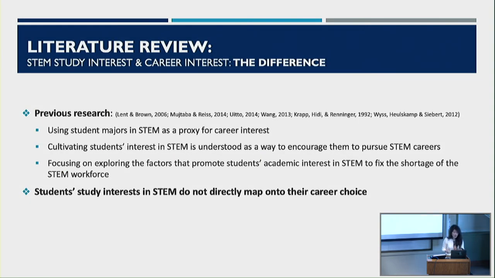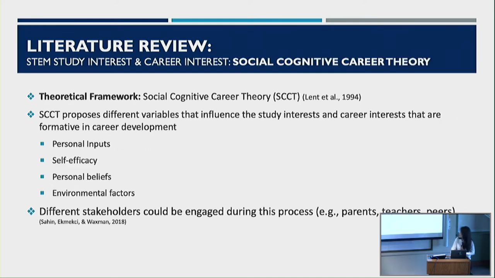Previous studies used students' major in STEM as a proxy for career interest. Also, cultivating students' interest in STEM was understood as a way to encourage them to pursue STEM careers. So a lot of research focused on the factors associated with students' STEM interest. That's partly true, but there are also cases where students' study interest in STEM does not directly map onto their career choice. So we want to understand this discrepancy using the key framework of social cognitive career theory.